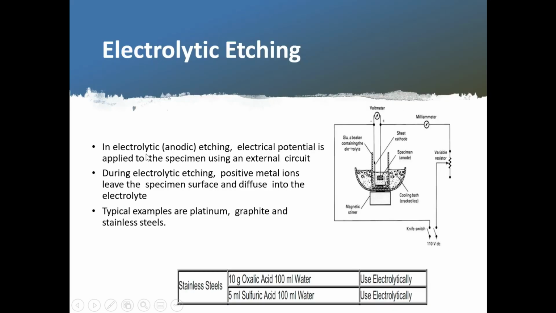Electrolytic etching is similar to the electrolysis process, where in anodic etching, an electric potential is applied to the specimen using an external circuit. During electrolytic etching, positive metal ions leave the specimen surface and diffuse into the electrolyte. Typical examples are platinum, graphite and stainless steel.